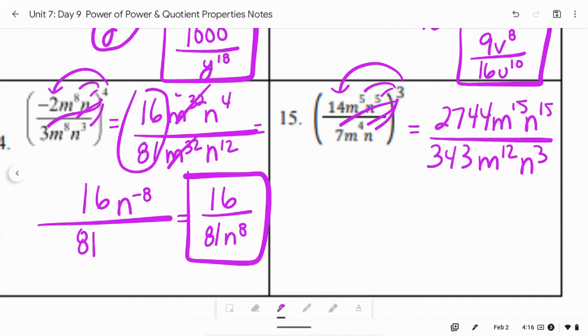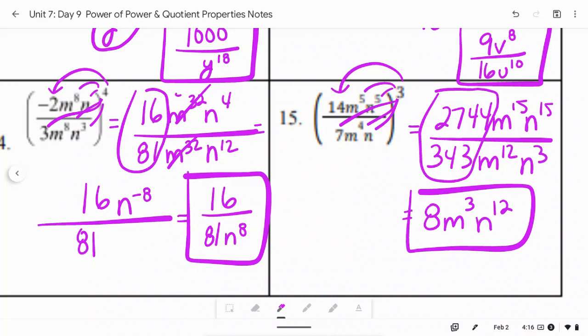Then I'm going to reduce, since it's division, 2,744 over 343 reduces to just 8. And then subtract the m's. 15 minus 12 gives me m to the third. And then 15 minus 3 for the n's gives me n to the 12th. So that's my final answer.